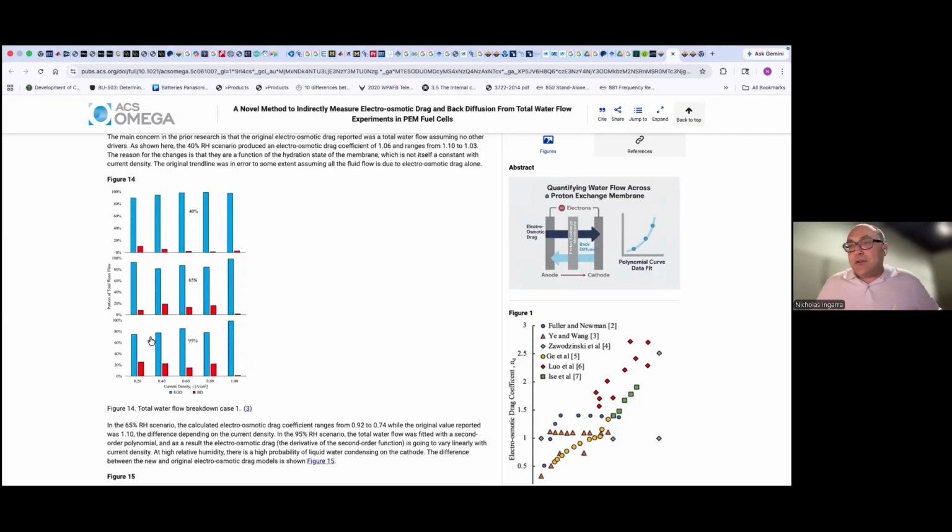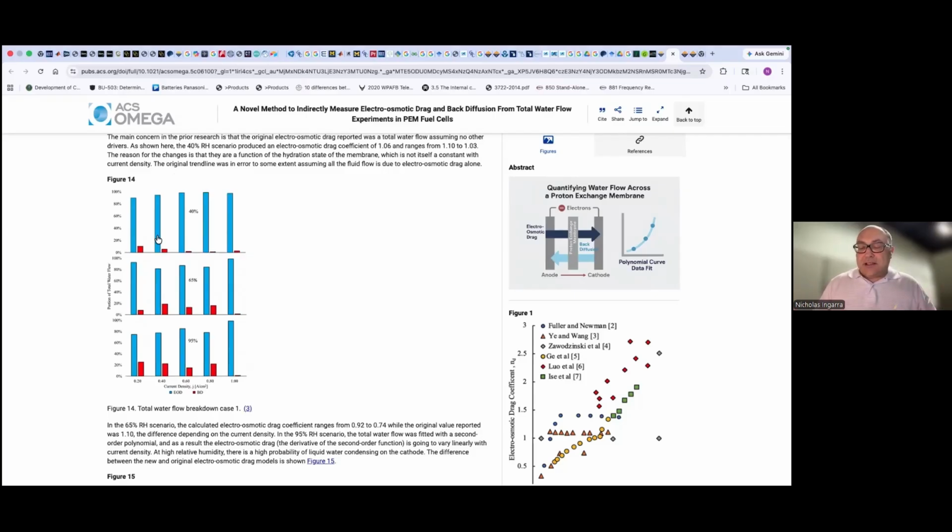These little red bars over here should be zero, but they're not. They claim they've neglected the back diffusion, but it's actually present, so it's throwing off the model. People could be over-predicting or under-predicting their water, having to put a humidifier in the system, which could make the flooding even worse.